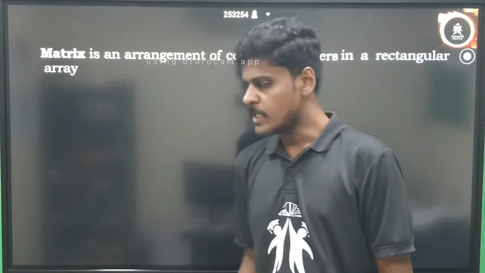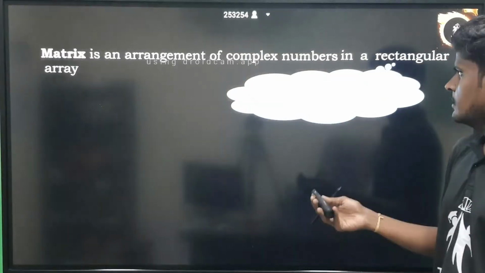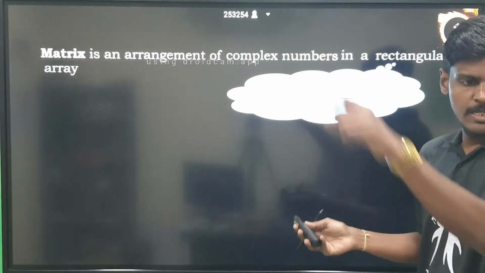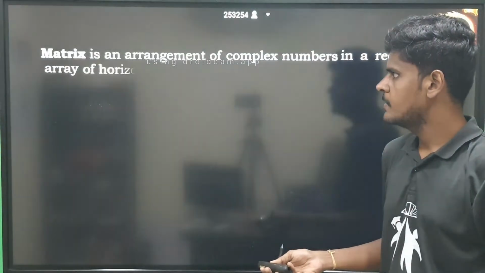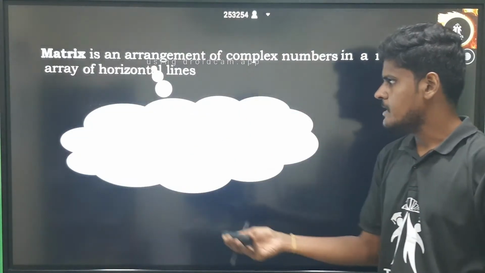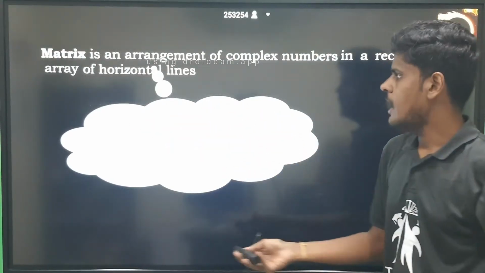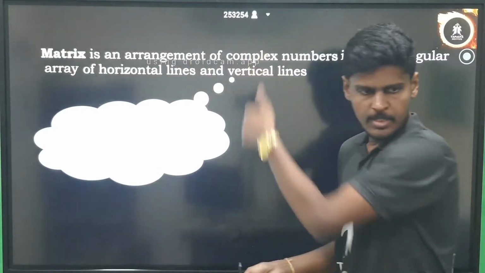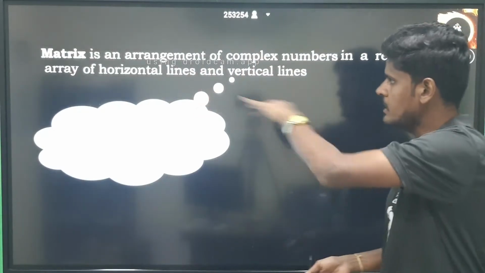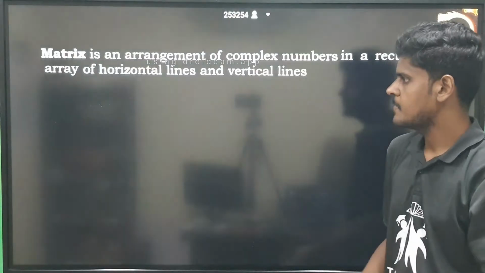Matrix is an arrangement of complex numbers in a rectangular array. Rectangular array means it is forming some rows and columns. Horizontal lines, what is a horizontal line? This is called a row, and vertical lines, a vertical line is called a column. Arrangement of elements in horizontal as well as vertical order is called a matrix.